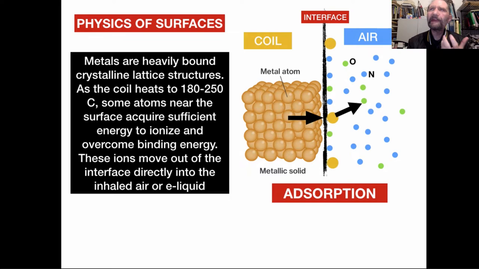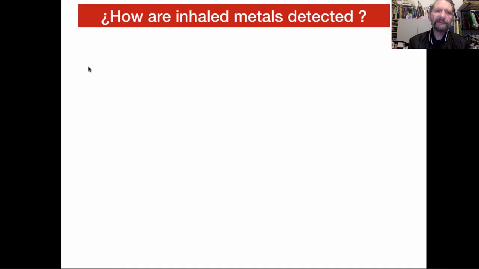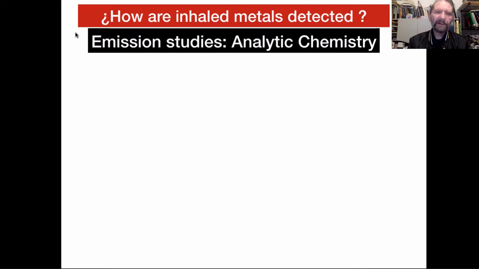Now, another interesting thing that also applies to the chemicals that Mirosław was discussing is how they are detected. How do you detect not only metals but also carbonyls, right? And different byproducts of the flavoring. How do you detect them? Well, we detect them by emission studies using analytical chemistry.